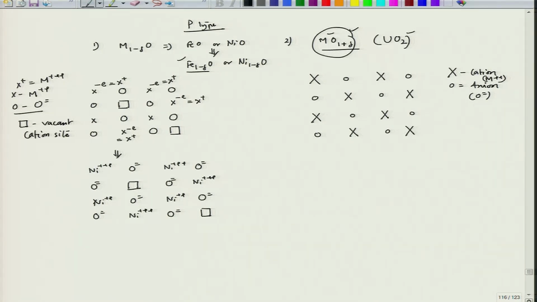Now, in this case we have extra anions. So, they will be in interstitial positions. Let me put it in this fashion: these are interstitial, this is an anion interstitial. So, now we see that there are 4 extra negative charges, so 4 electron holes should be present.